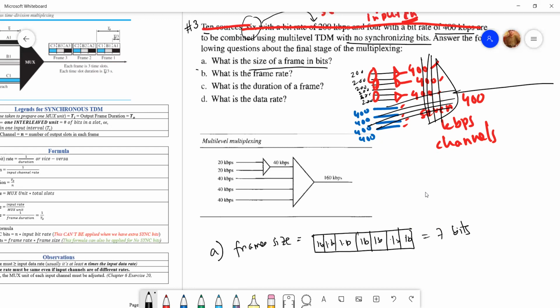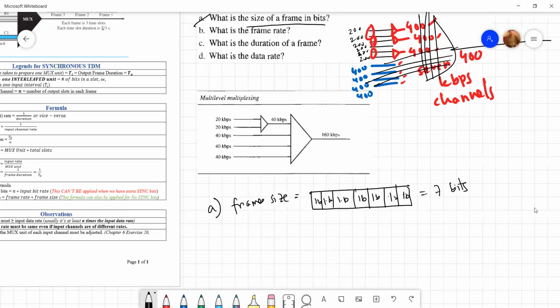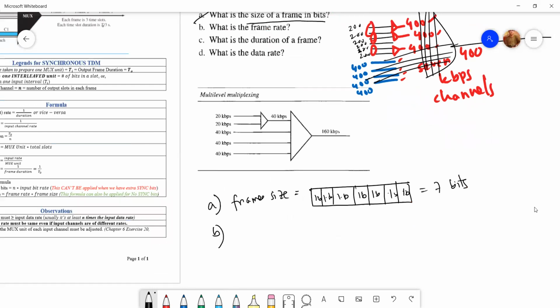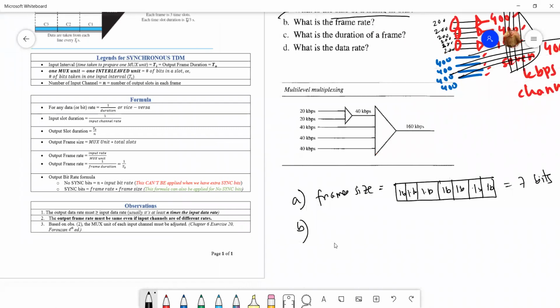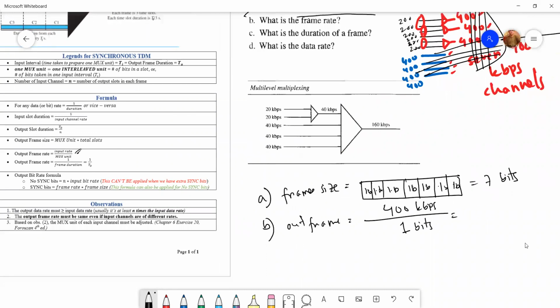And for the next question, what is the frame rate? Now we know that we have two formulas: output frame rate from the multiplexing unit, and another with the frame duration. We don't know the frame duration yet, so going for the first formula. The output frame rate is equal to the input rate. Input rate is 400 kbps, and we are taking 1 bit from each of the channels. The multiplexing unit is 1 bit, so there will be 400 kfps, 400 kiloframes per second.